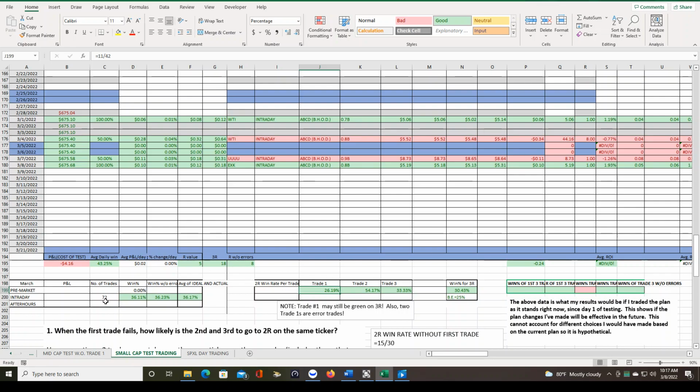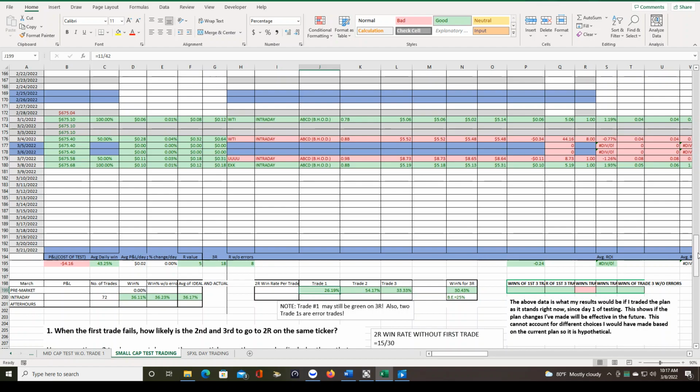You could see this is my actual win percentage on the trades as they are, 36%. Again, 33% is break even, so that's profitable. We're up 5R as is. If we would hold till 3R, we would be up 18R. If we didn't make any trade errors at all and just holding to 2R, we would be up 8R.